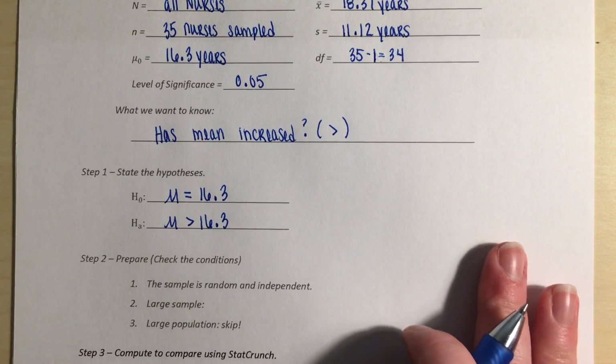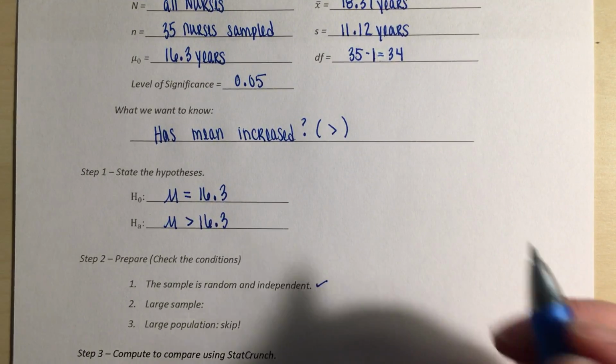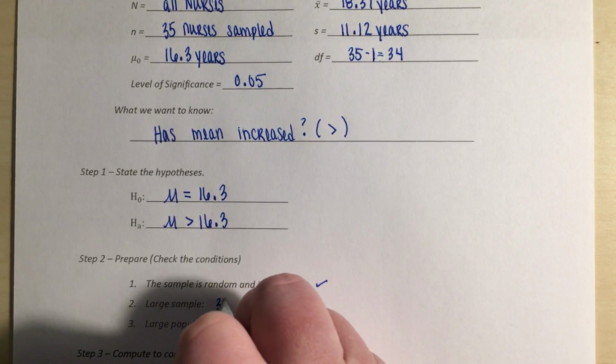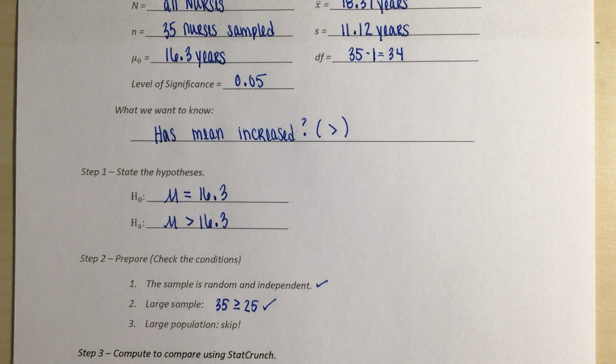Our conditions: our sample is random and independent. Yes, we will assume so. A large enough sample. Well, 35 is greater than or equal to 25, so we are good. Again, we don't have to worry about checking our large enough population, so we're just really looking at our sample size here.